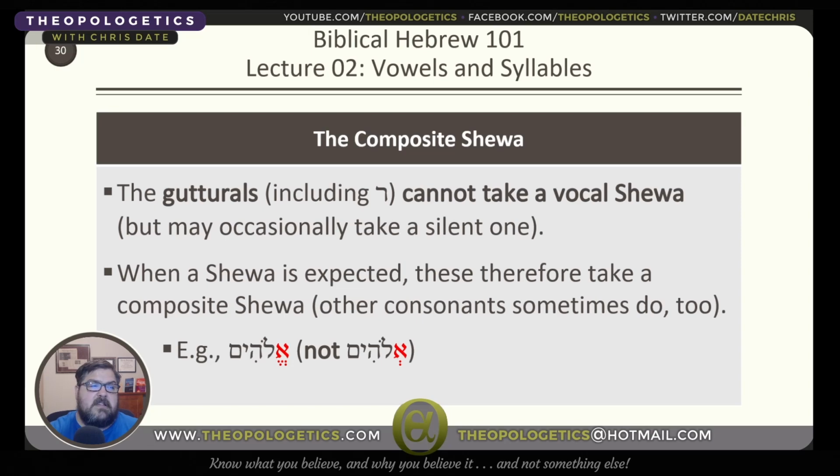So here's an example of a composite shewa under Elohim. The aleph at the beginning of that word cannot take a vocal shewa. So instead of putting a vocal shewa under it, it's got a composite shewa under it, which you'll learn shortly. Elohim. And notice how it's hurried. It's not Elohim, it's Elohim.